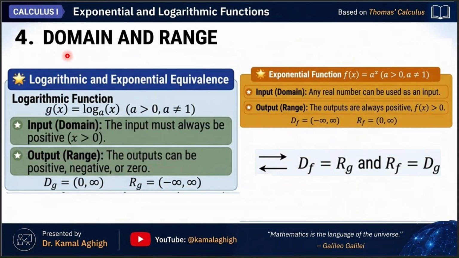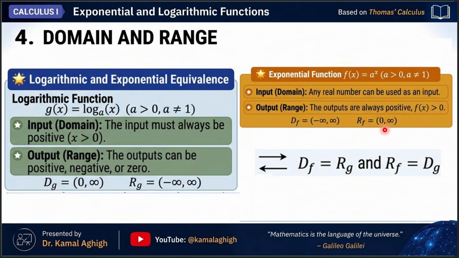Let's compare exponential and logarithmic functions more carefully. For an exponential function, every real number can be used as input. Therefore, its domain is all real numbers. However, its outputs are always positive. This gives the range of the exponential function.